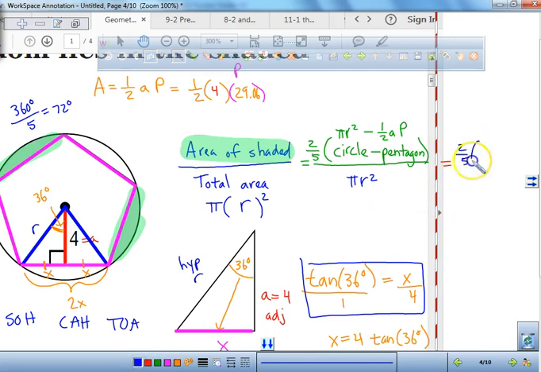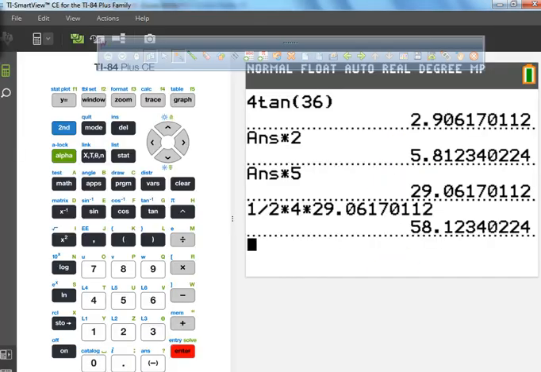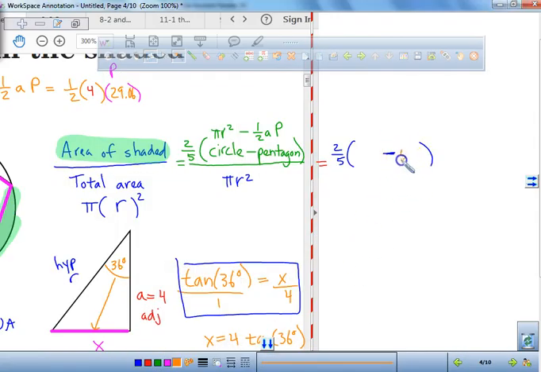You can do this in your head. You'd be a genius. Then you could probably solve that.